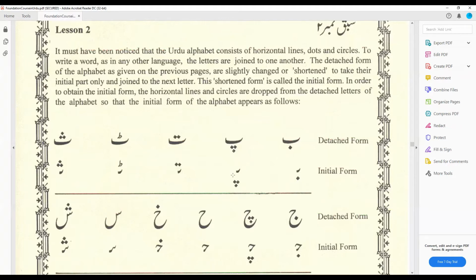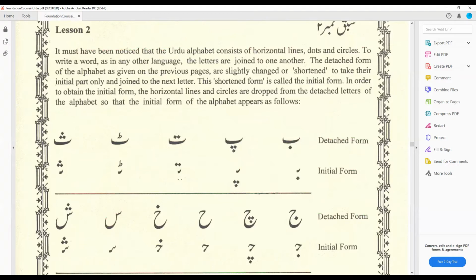Next we have pay, and how you need to remember. I will upload this page as well, so you don't need to worry about the page. I will upload it anyway, so you can get this page from my Instagram or anywhere. So pay, this is the initial form of pay.